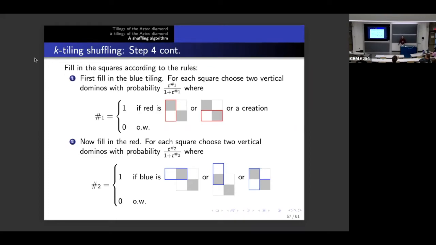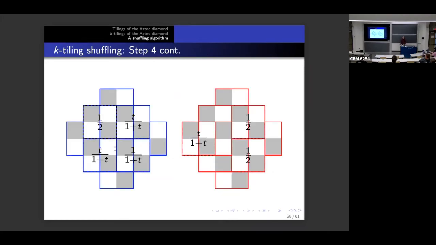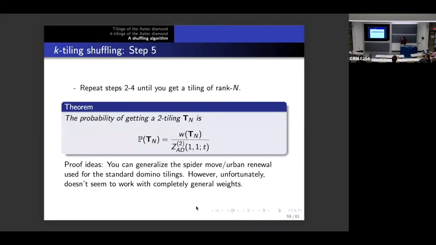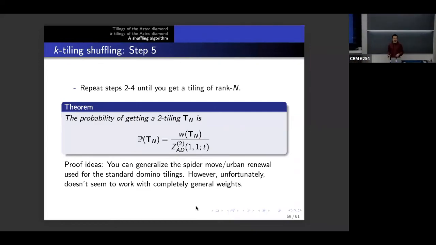So you fill in all the blue, and now all the blue is filled in, and now you look at red, and because we filled in blue first, now we can just fill in red. And again, the probability that you pick vertical dominoes, the power of t depends on what the blue looks like locally. Say I filled it in like this. Here are the probabilities that each of these choices come. And you just repeat this and grow your tiling over and over again until it becomes rank n, whatever rank you want, and then you're done.